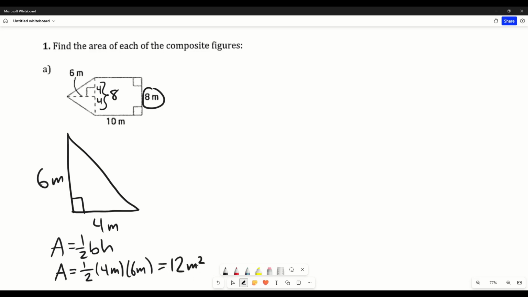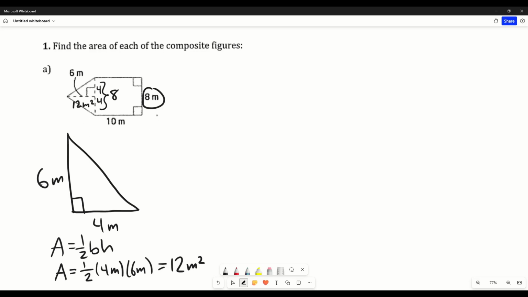It's squared because think of these as m times m. This is m to the first power, and this is going to be the product rule: when we have the same base, we add their exponents, which is going to be 2 right here. That's how the m squared comes from. After we get this, we don't have to worry about this triangle. The area of this triangle is just going to be 12 meters squared.